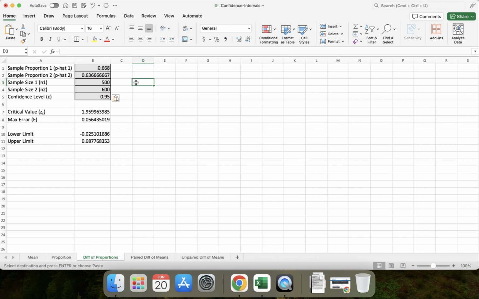So let me just note that. .95 I put in there. So that gives me then the lower limit and the upper limit. And it's negative 0.0251 and positive 0.0878.